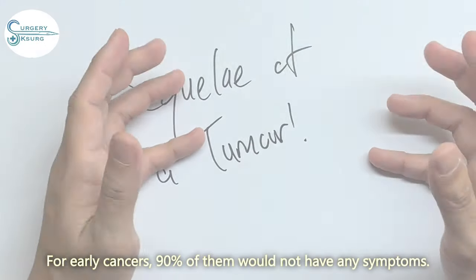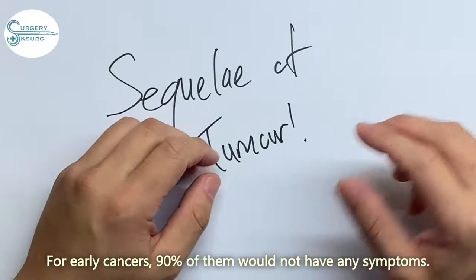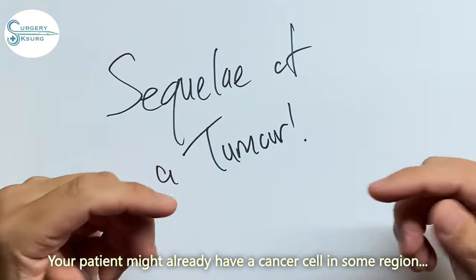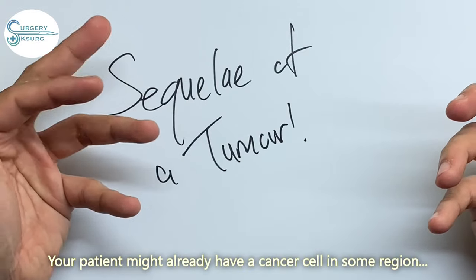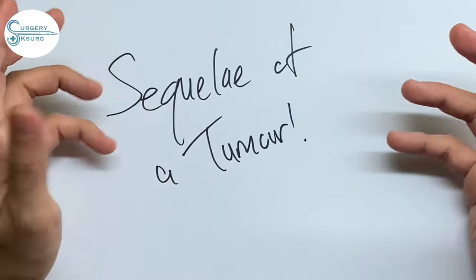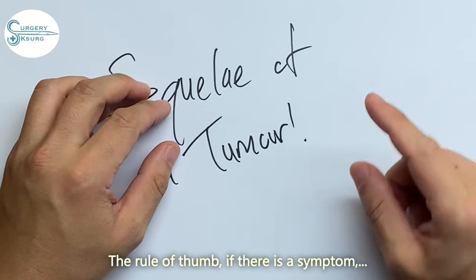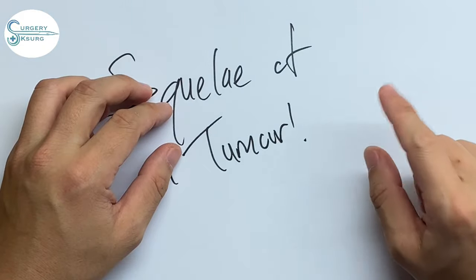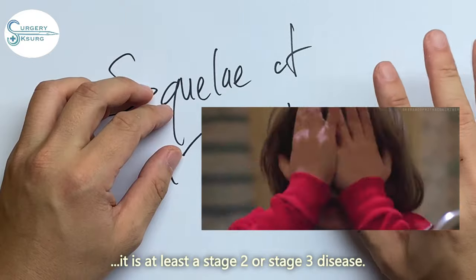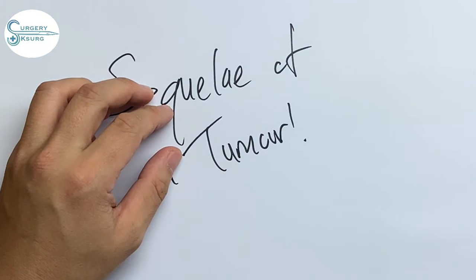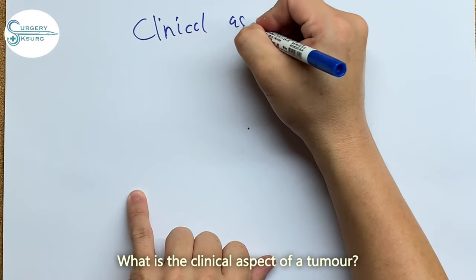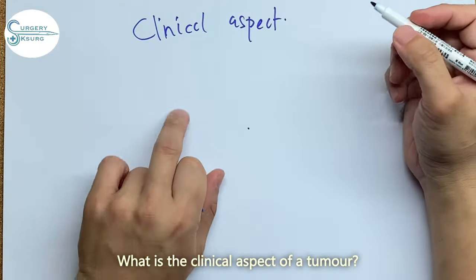For early cancers, 90% of them will not have any symptoms. Your patient might already have a cancer cell in some region of the body, but it doesn't produce any symptoms. Remember this rule of thumb: if there are symptoms, this is at least a stage 2 or stage 3 disease. So what is the clinical aspect of a tumor?